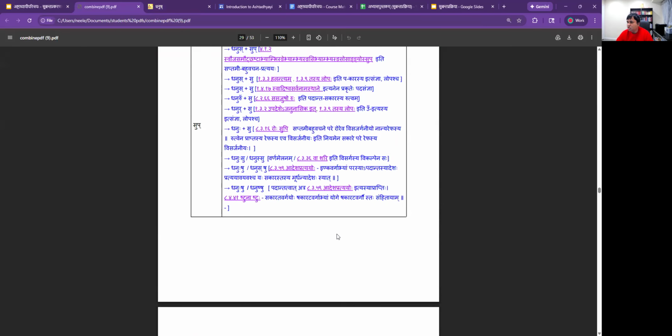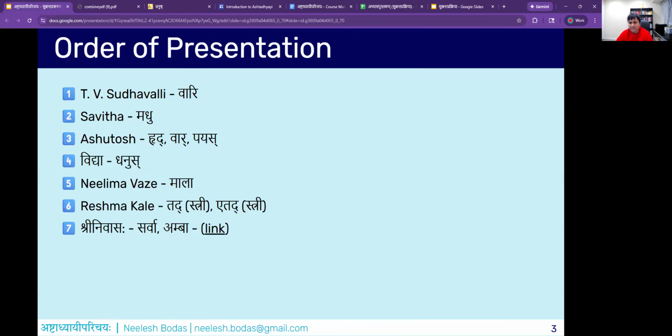That completes the discussion of the Dhanuswar, and then for the rest of the class, we are going to go to the Akarant Strilinga words. Mala, Sa, Esha, Sarva, Amba. So not Sa, Esha, Tad, Etad becomes Sa, Esha.